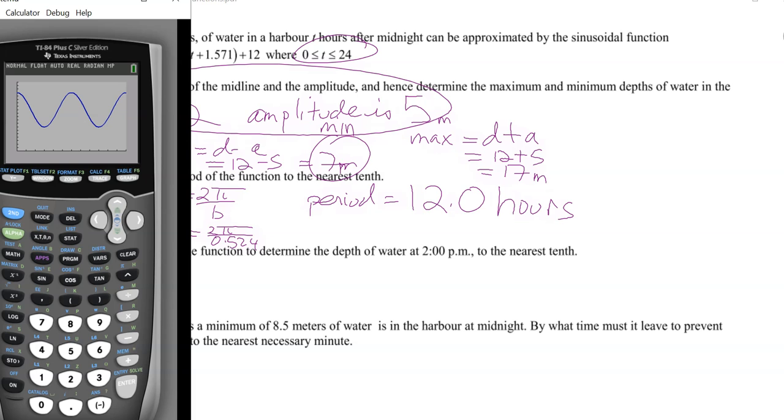Cool. So determine the depth of the water at 2 p.m., hours after midnight. How many hours after midnight is 2 p.m.? 1400. Yeah. So if you go to the 24-hour clock, 1400, that's 14 hours after midnight. Second calc. Value. Okay? Remember, anything on the x-axis is time. Put in a value of 14. And we get out a height, so determine the depth to the nearest 10th: 14.5 meters. Okay? You give it a time, it will give you the height of the water.